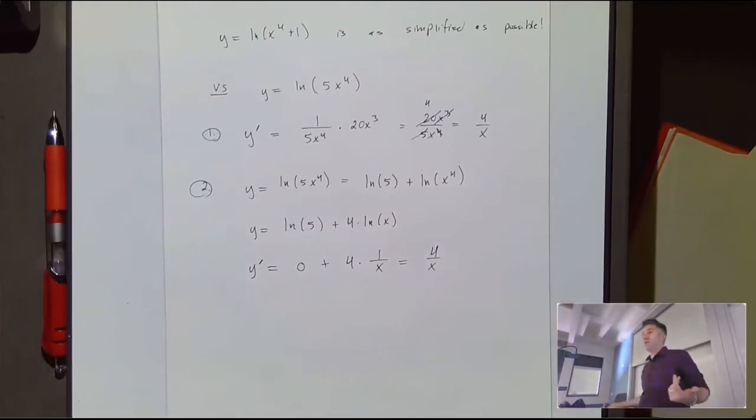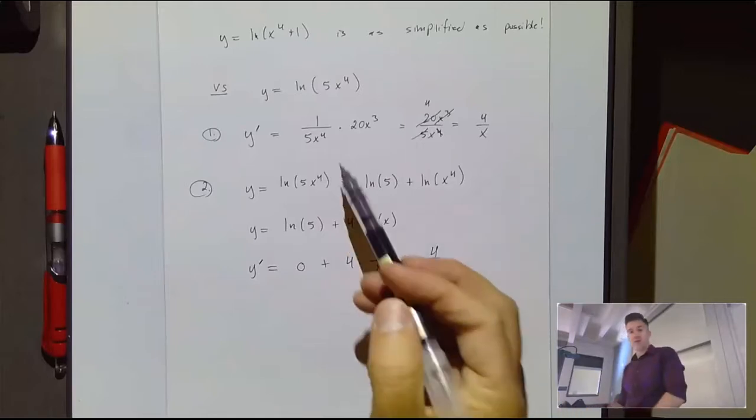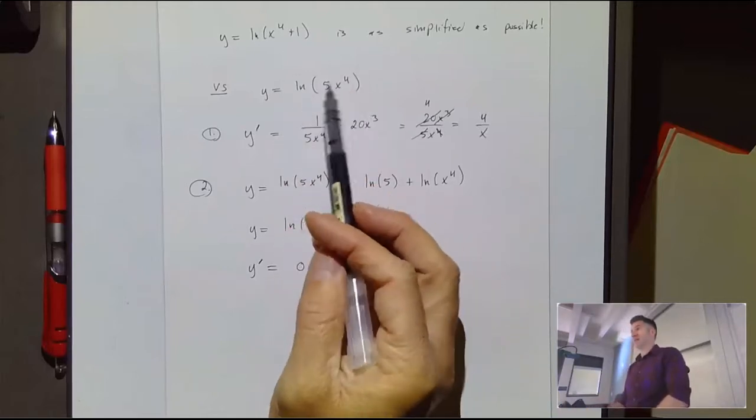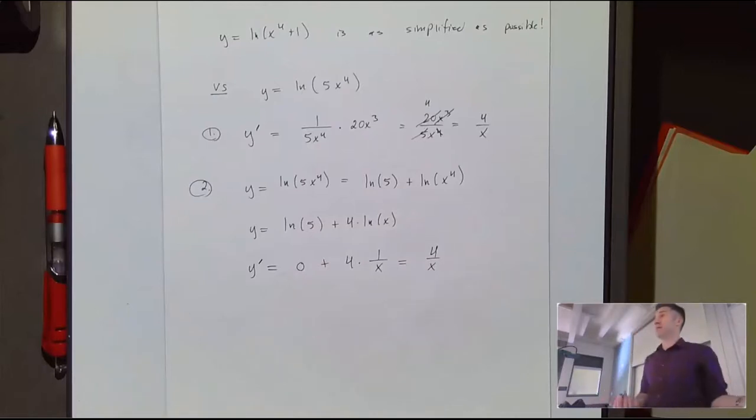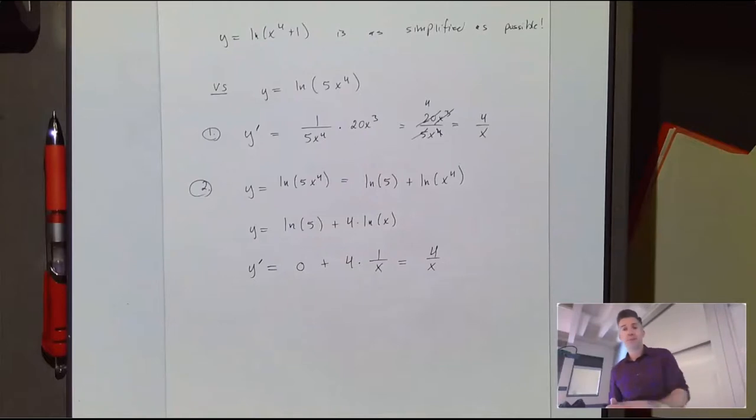Either way is perfectly legitimate, but sometimes you'll have things that are much less nice looking than this. And so you don't have to, but it's in your best interest to simplify it as much as possible before differentiating. Yeah. Why couldn't we get the power down?